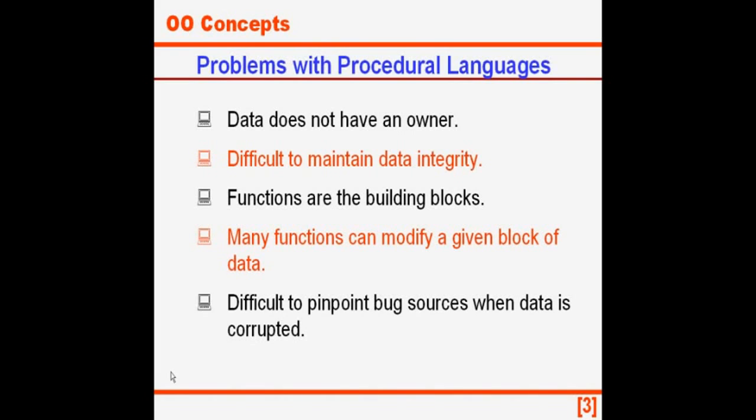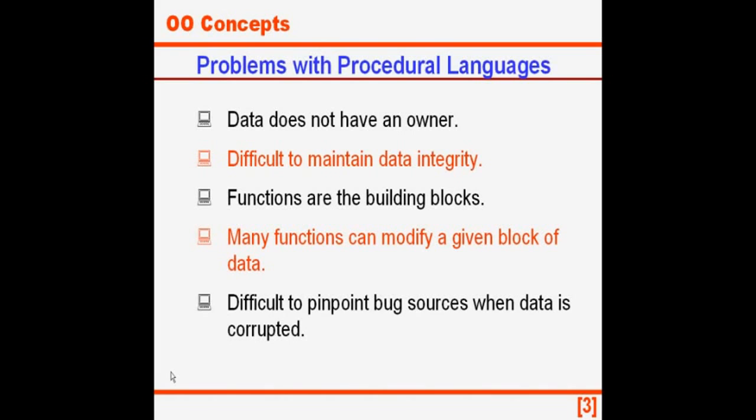What are procedural languages? Languages like Fortran, COBOL, C, etc. are known as procedural languages. The main problem with these languages is that data does not have an owner. This leads to a problem of difficulty in maintaining the data integrity. Why is it so? The main building blocks of a procedural language are functions. Whether it's a Fortran program or a C program, functions are the building blocks of the program.